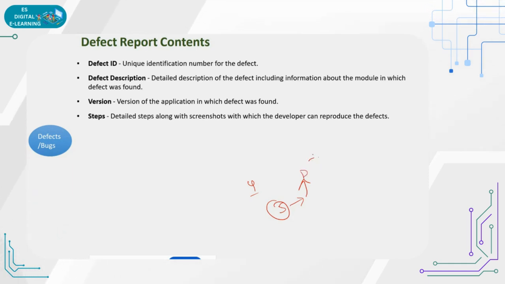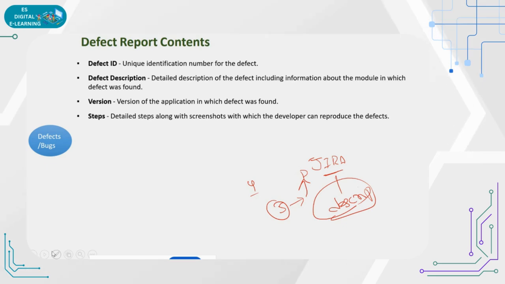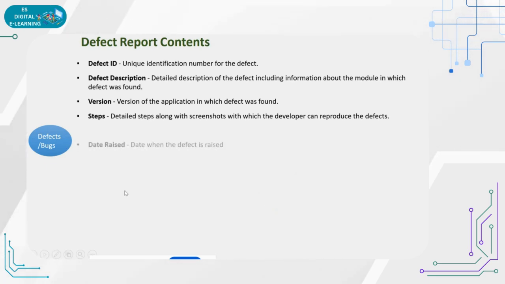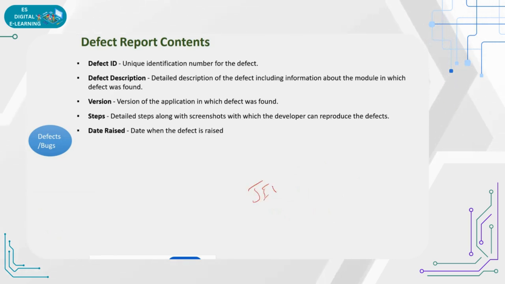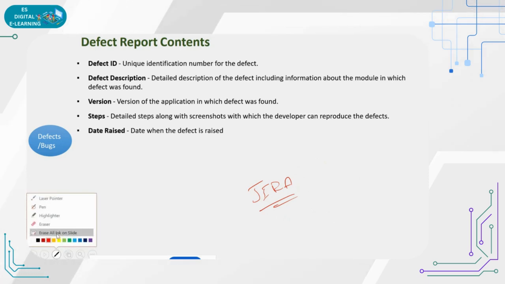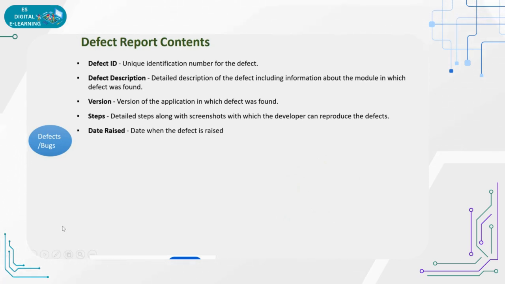In the Jira description you need to write this information. Is it clear till now? And the date: whenever you create the Jira, the date will be there. That date tells how many days the Jira took, and that is tracking. So how much time it takes, all this data will be there.